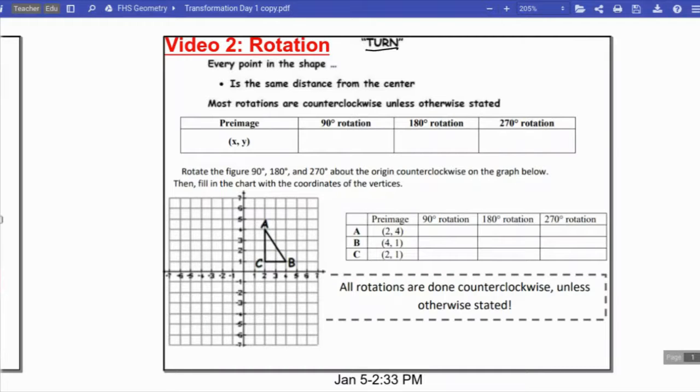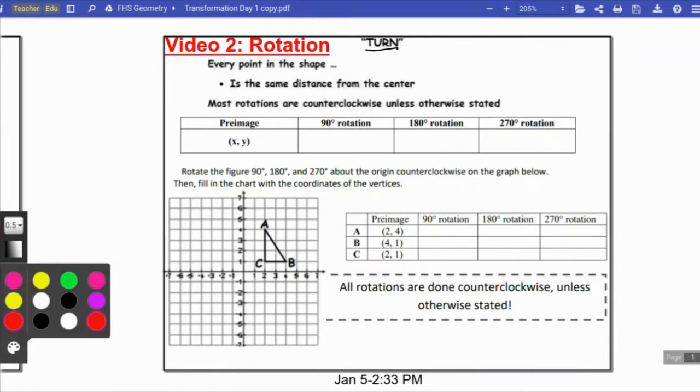All right, what are we learning today? In this video número dos, you're learning about rotation. You see this T right here? This T stands for turn. This time we're turning. The last video was about translation, which is slide. This time you're turning stuff in the same direction, the same distance.